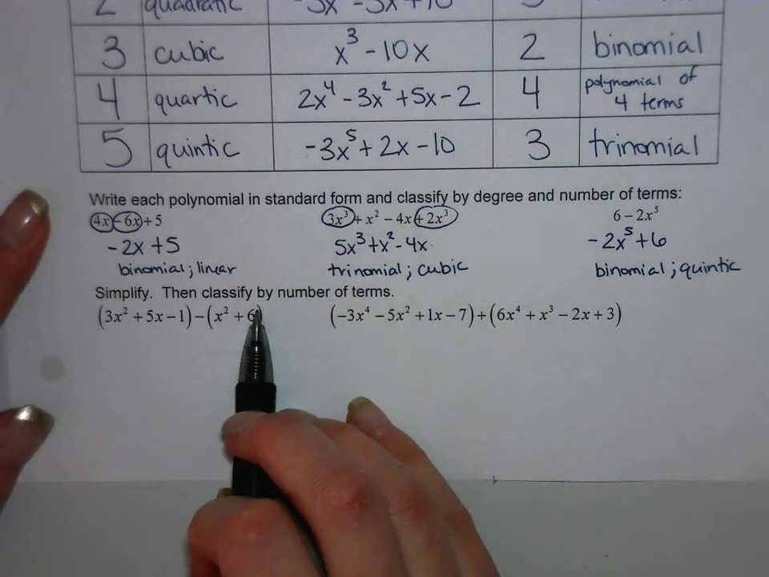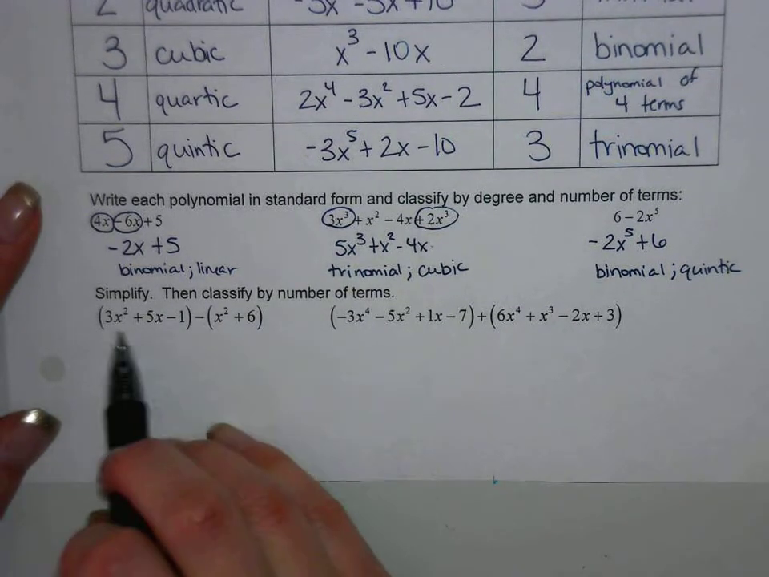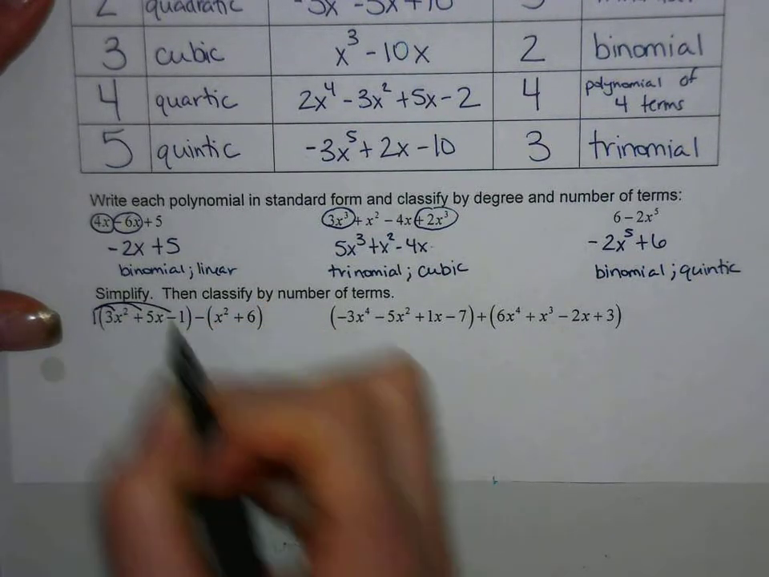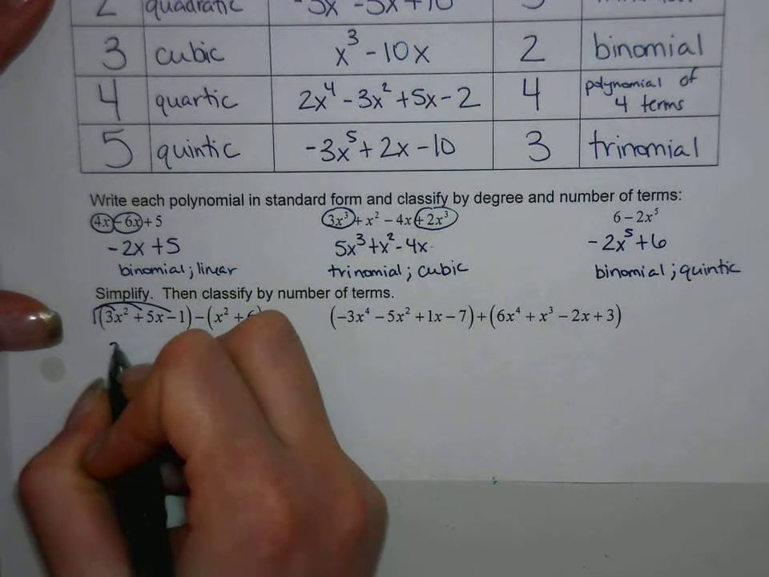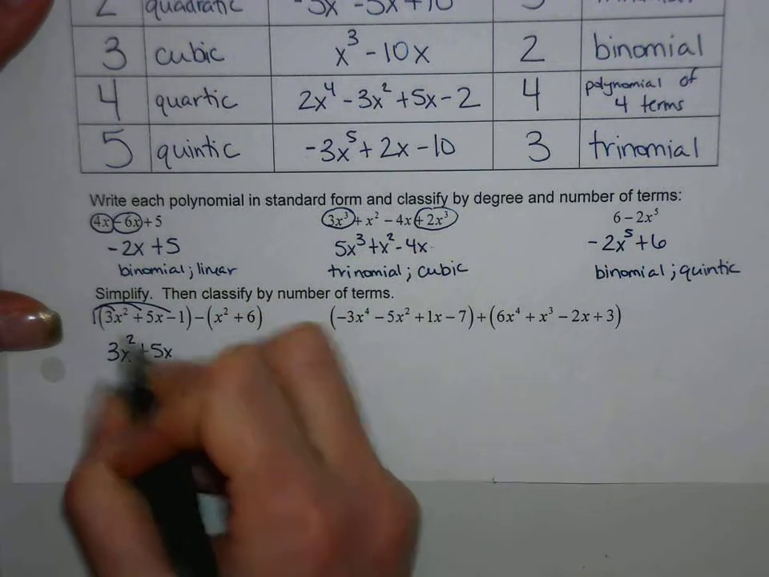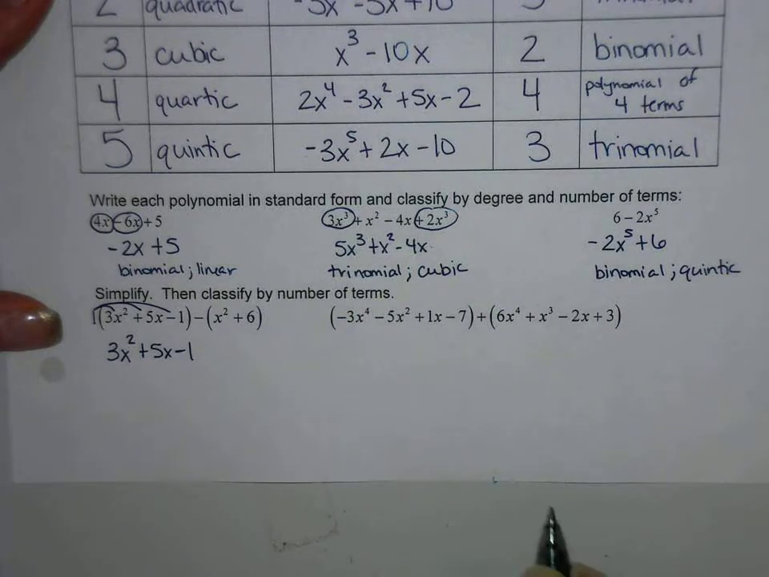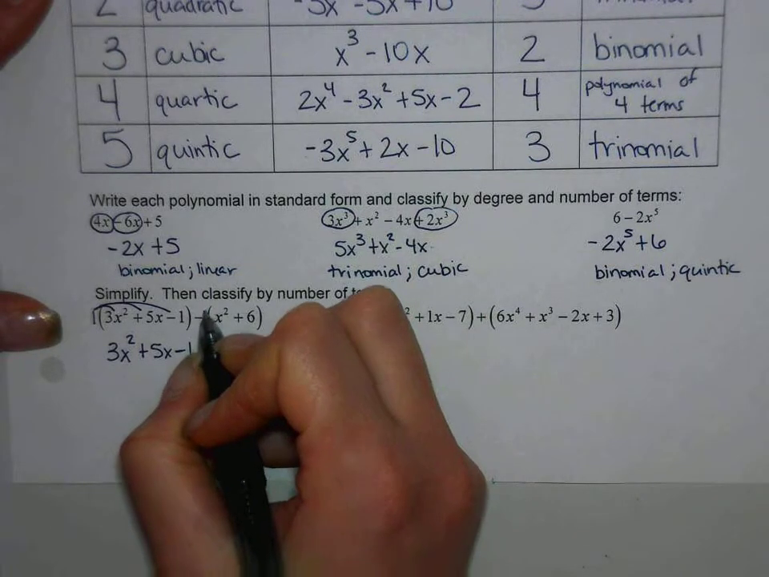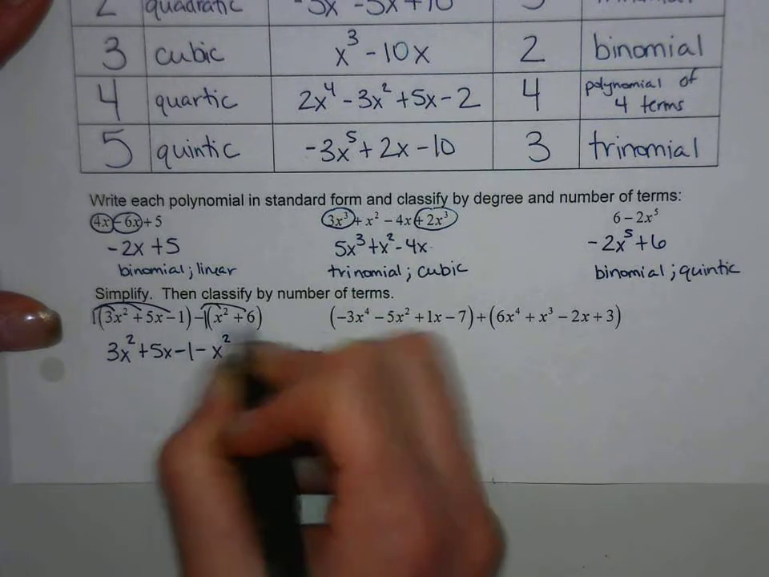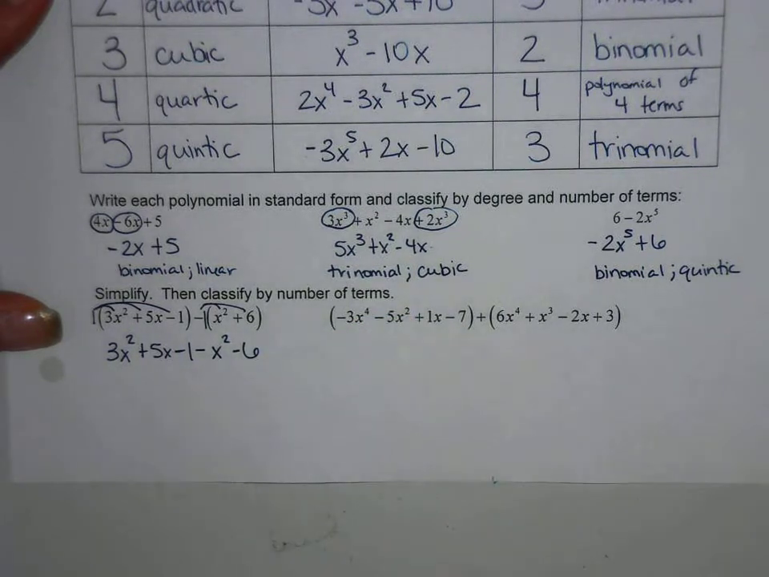We need to simplify and then classify by the number of terms. So here we have a 1 we need to distribute. So 1 times 3x squared is 3x squared. 1 times 5x is 5x. And 1 times a negative 1 is a negative 1. So in this case, since we're subtracting, we need to distribute a negative 1. So we have a negative x squared. Negative 1 times 6 is a negative 6.